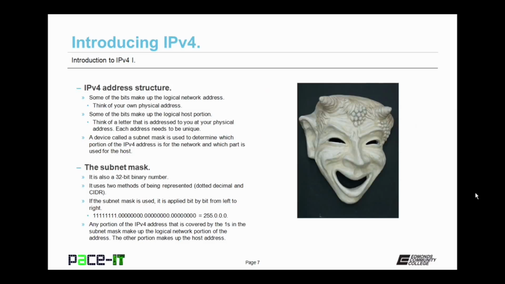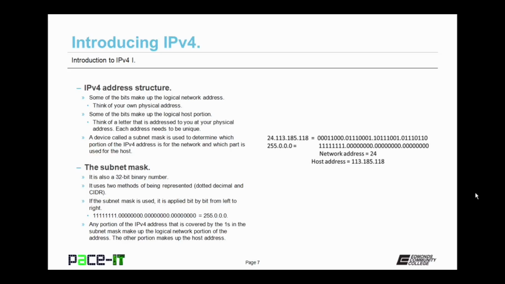So now let's talk about the subnet mask. It is also a 32-bit binary number. It can use 2 methods of being represented, dotted decimal like a normal IPv4 address, and the CIDR format, classless interdomain routing format. If the subnet mask is used, it's applied bit by bit from left to right.